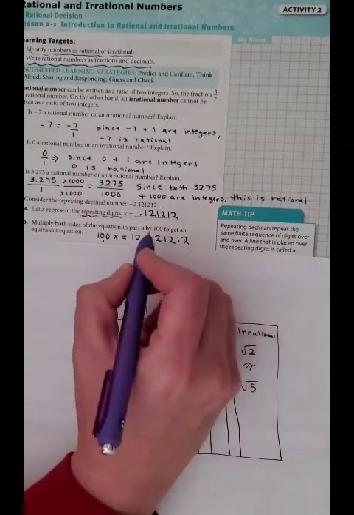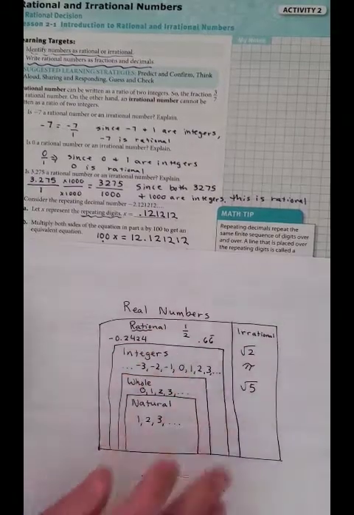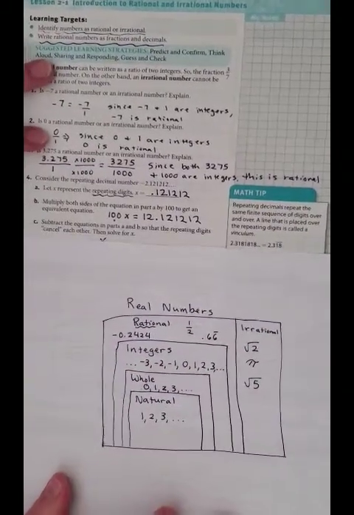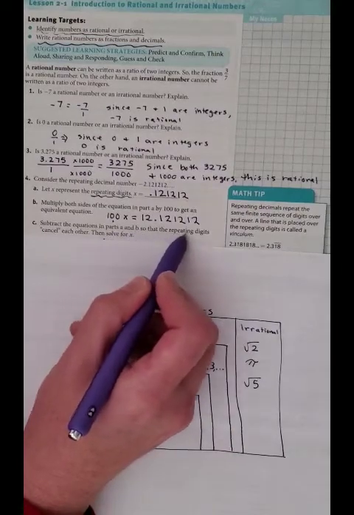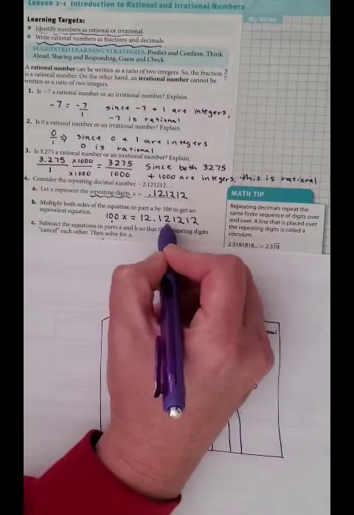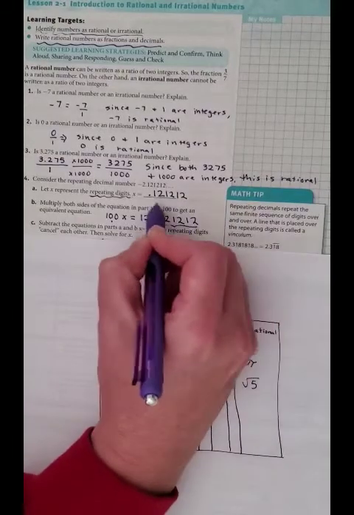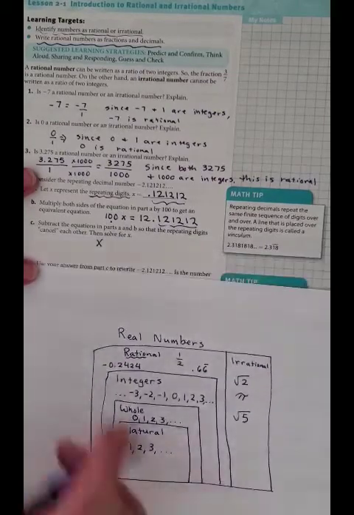And then I'm going to write this with the same number of repeating digits. The reason I'm doing that is because of part C. It says subtract the equations in parts A and B so the repeating digits cancel each other out. So in order for that to happen, I'll have to have the same number of repeating digits here and here. So I'm going to subtract these two equations.